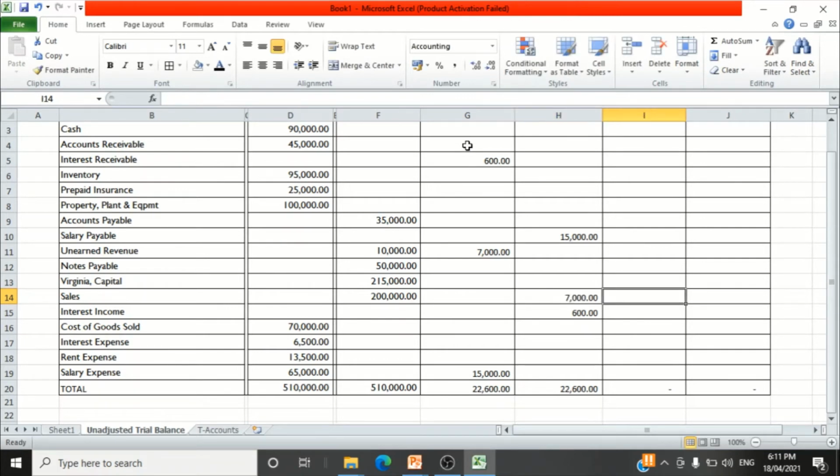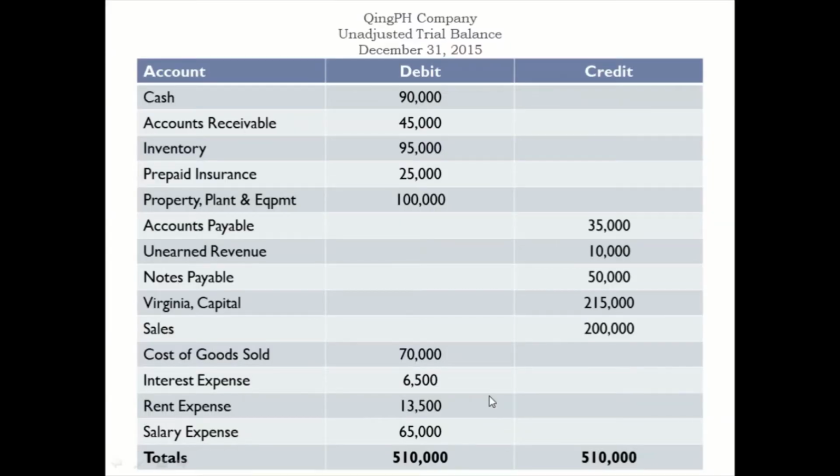7,000. Alright, so we have a debit to unearned revenue and a credit amount of 7,000 to sales naman. So, pantay siya, 22,600, 22,600. So, this is good. Alright, so let's move to the next entry.